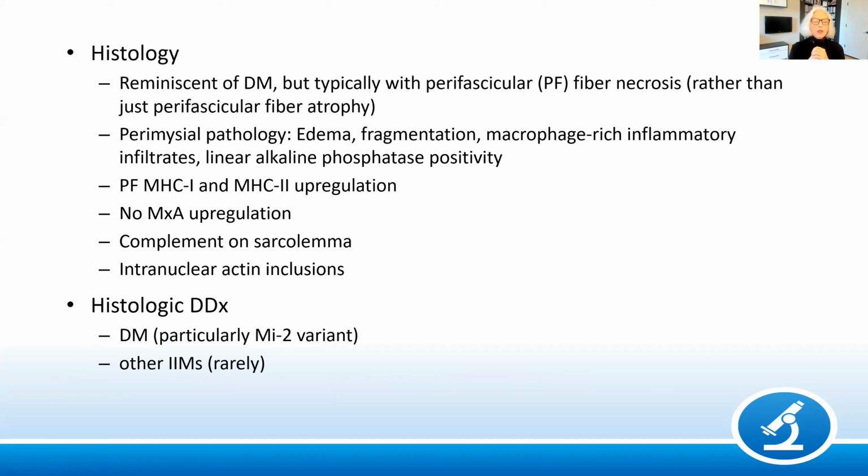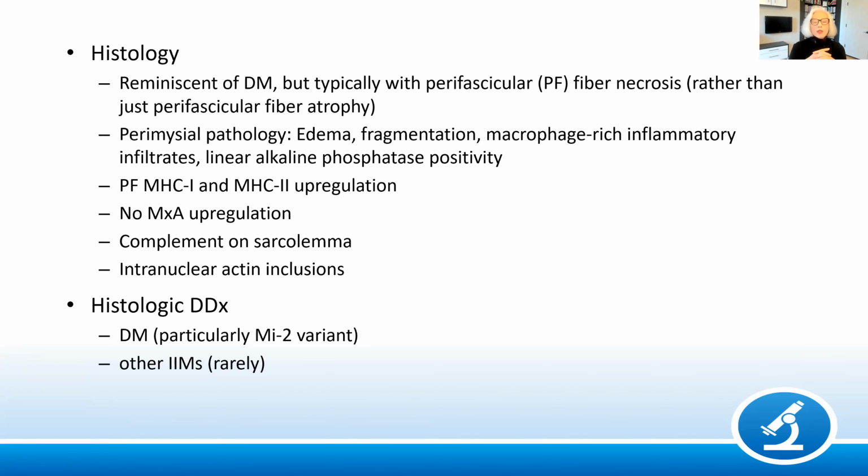Here are the key histologic features. And I would highlight here the second bullet point, the perimysial pathology. So we have this prominent edema, fragmentation of perimysium with macrophage-rich inflammatory infiltrate and with linear alkaline phosphatase positivity. And you do have perifascicular fiber involvement, but rather than just having perifascicular atrophy that we're going to talk about in dermatomyositis, you generally have perifascicular fiber necrosis. But here, this perifascicular fiber involvement is thought to be secondary to this perimysial pathology, right? Rather than sort of capillary pathology that seems to drive dermatomyositis.